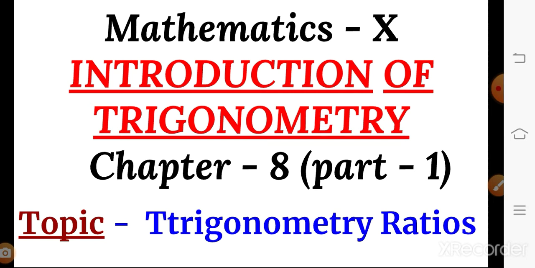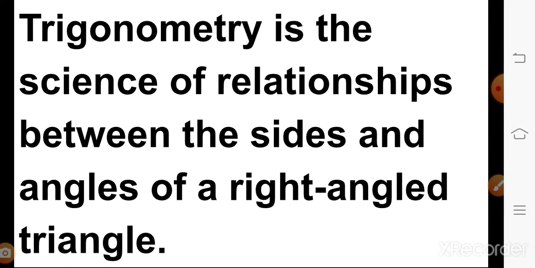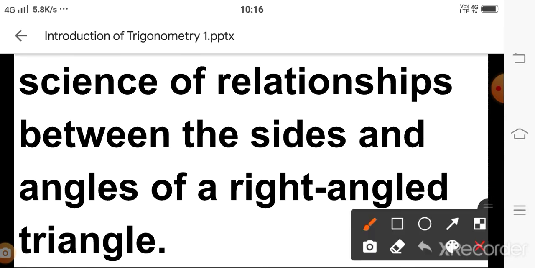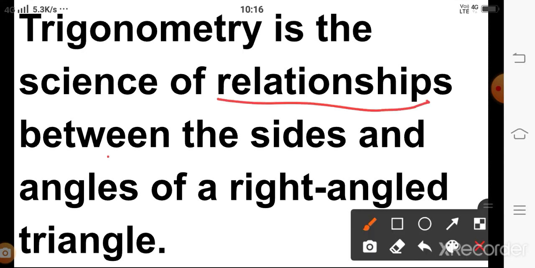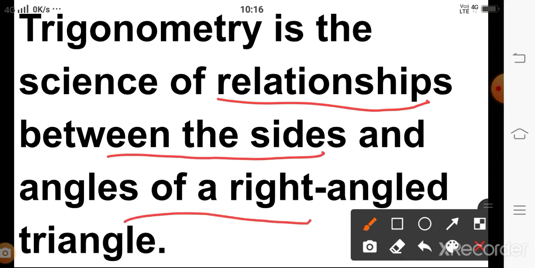Related to that, we are going to move ahead in this series. Trigonometry is the science of the relationship between the sides and the angles of a right angle triangle. We are using the concept of trigonometry in a right angle triangle, and trigonometry is the science of the relationship between the sides and the angle of a right angle triangle.